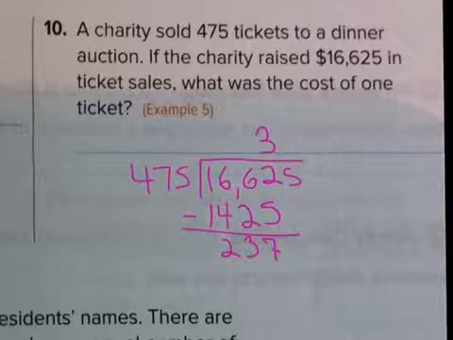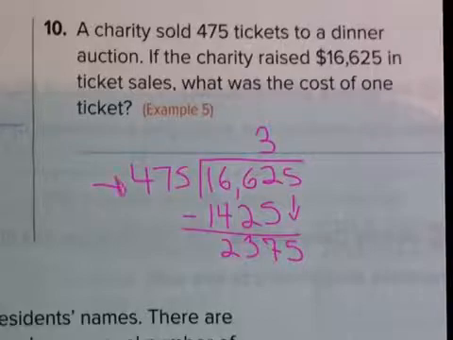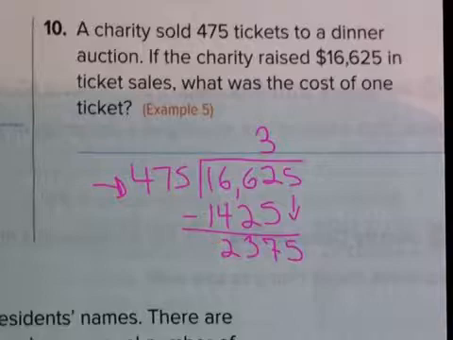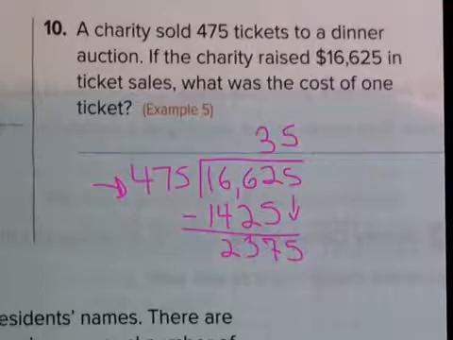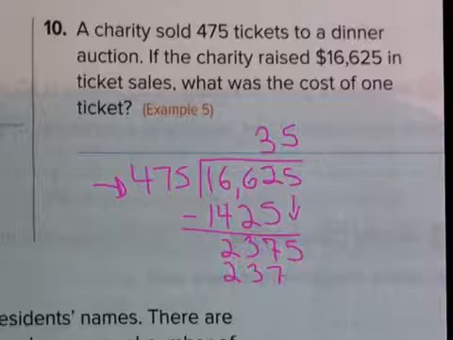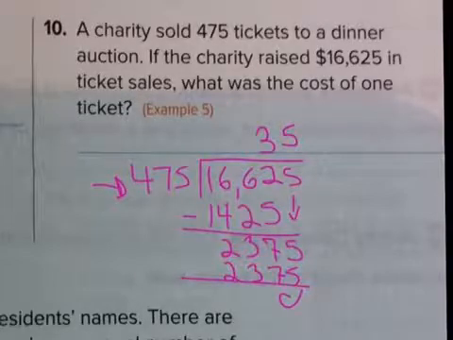And I get 237. So now I bring down my 5. Right? And I see how many of these are in this amount. And I can estimate that 4 times 5 is going to give me about 20. And 75 times 5, there we go. So I'm going to multiply it times 5. Okay, 475 times 5 is actually 2,375, exactly, right? So, 0. So therefore, it's $35 each ticket.